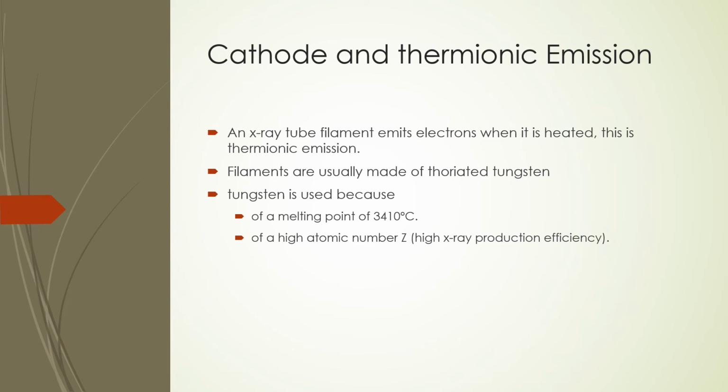Tungsten is the target material of choice because it has a high melting point of 3410 degrees Celsius. It also has a high atomic number Z, which results in high X-ray production efficiency. Most X-ray tubes for diagnostic imaging have two filaments of different lengths. Each filament can be selected depending on the imaging task at hand.